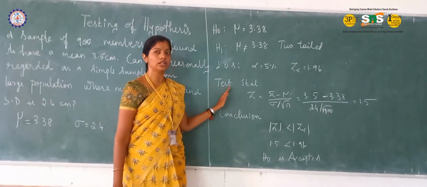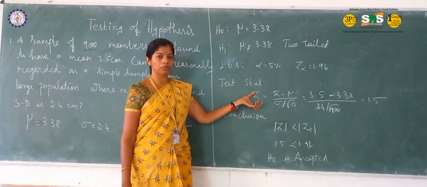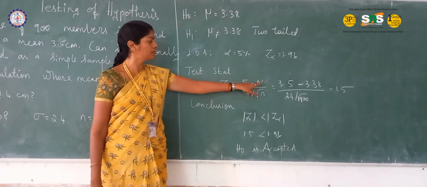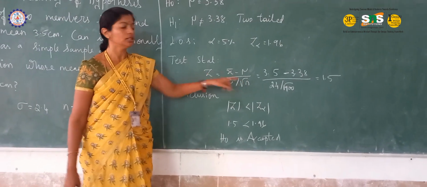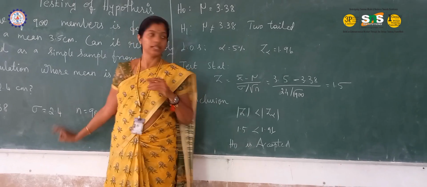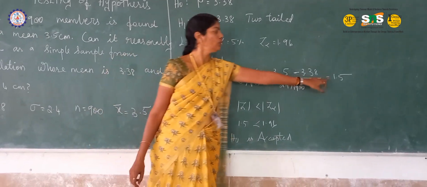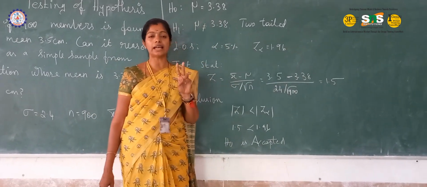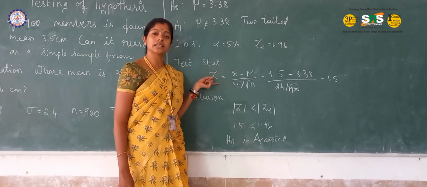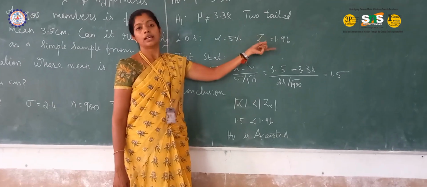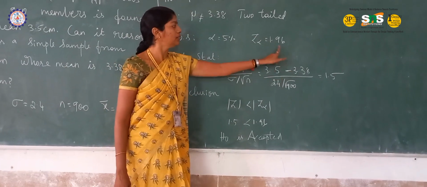Next we have to move to the test statistic. This is the formula: Z equals x bar minus mu divided by sigma by root n. We have all those values here, and we can apply them. We get 1.5. So totally we have two values here: one is the test statistic, another one is the table value. So we have to compare these two.